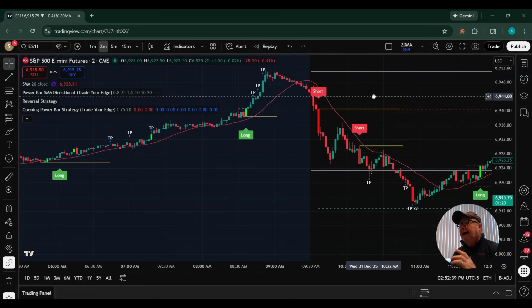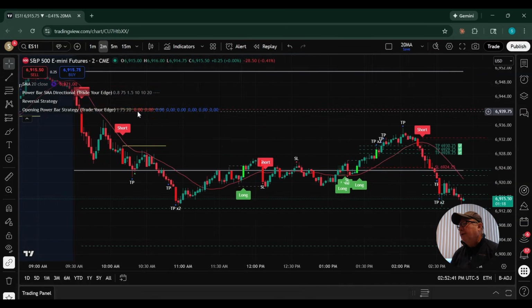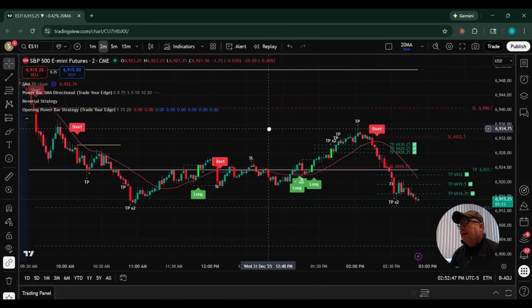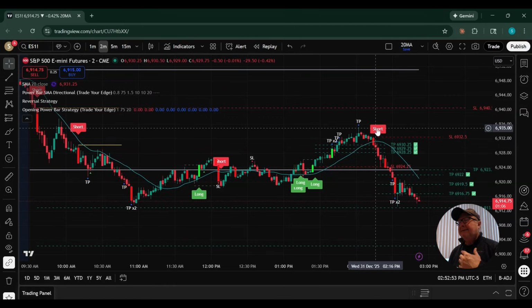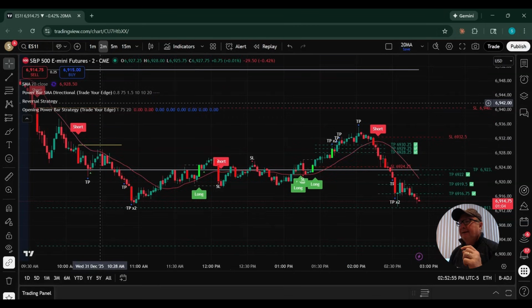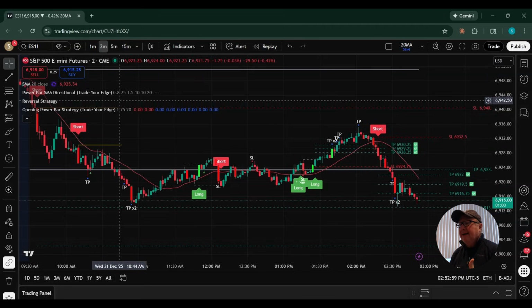And I also have, if we go on during the day for SPY futures, a reversal strategy that I use. It's not yet updated in my suite of indicators, so this is a coming soon indicator.